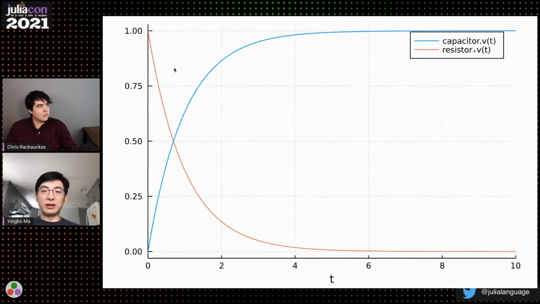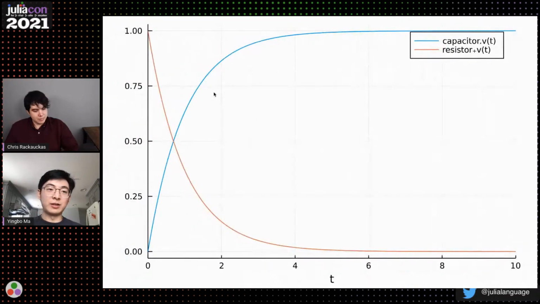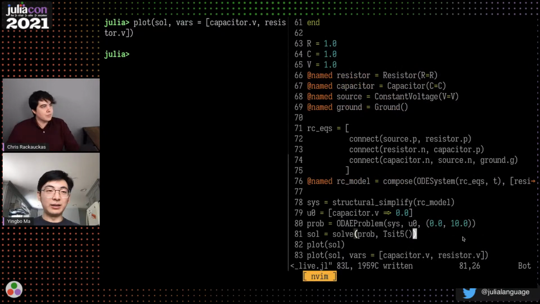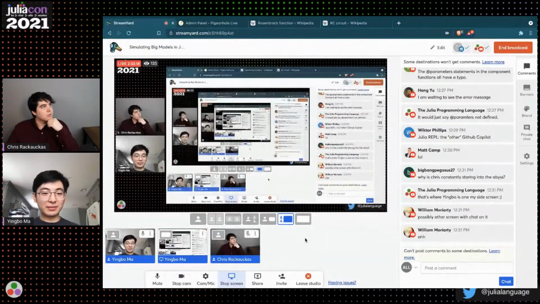Yep, and then also see here, the resistor voltage should exponentially decay to 0, right? And then that will be my demo. So if you haven't done acausal modeling before, right?